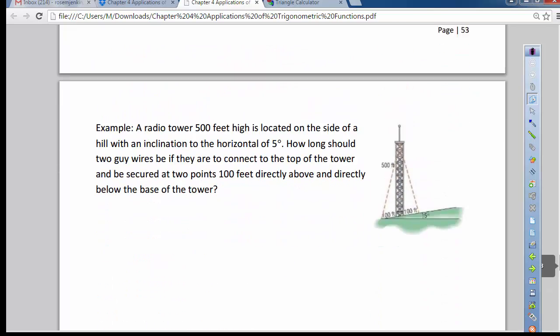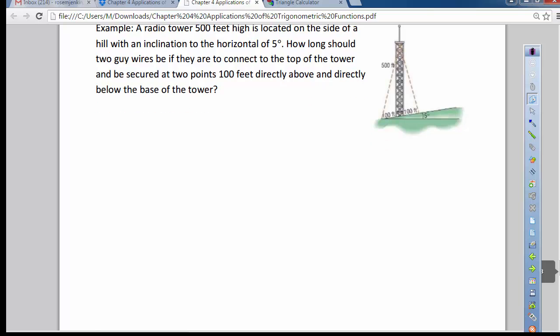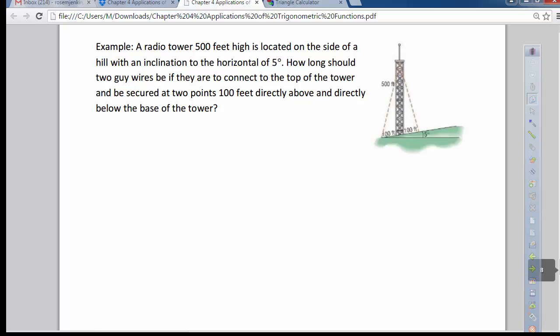All right, we have another example. This one is for a radio tower and some guy wires that support the tower. It says a radio tower 500 feet high is located on the side of a hill with an inclination to the horizontal of 5 degrees. How long should two guy wires be if they are to connect to the top of the tower and be secured at 2 points 100 feet directly above and directly below the base of the tower?